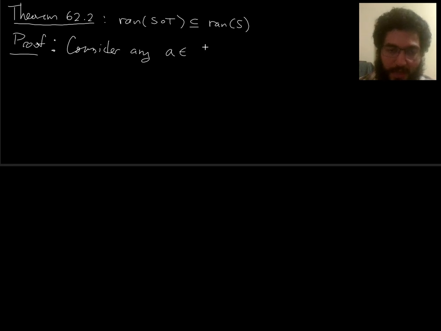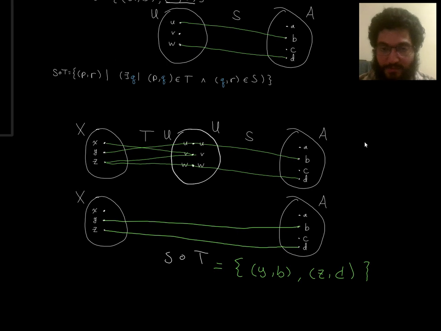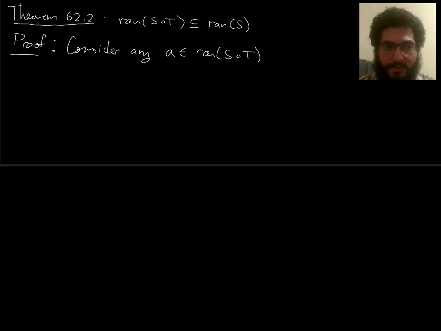So consider any A in the range of S composed with T. So here A could refer to any of these if this picture applied. But of course, right now, S and T could be any sets. They don't have to be those finite sets that we wrote out in that example. These really could be any sets. Okay, now to do anything with this, I should unpack using the definition of range.